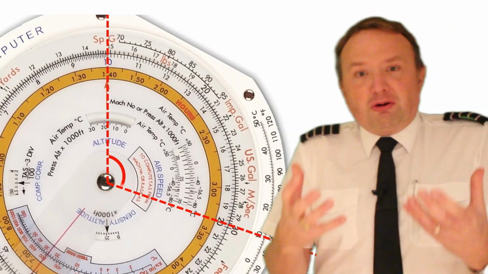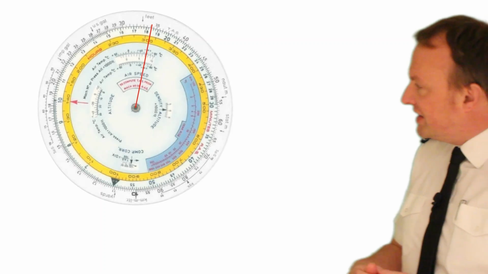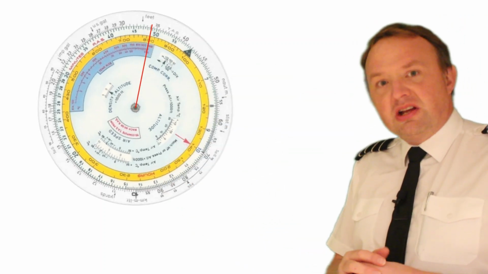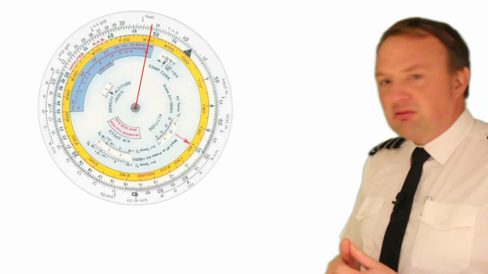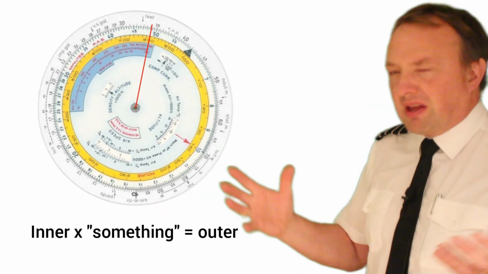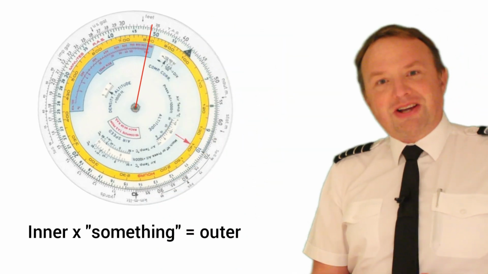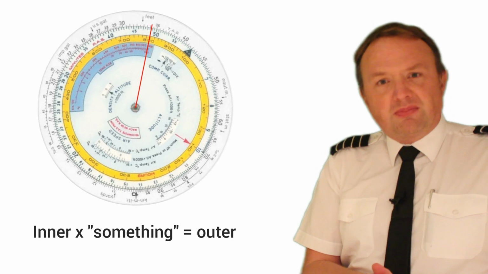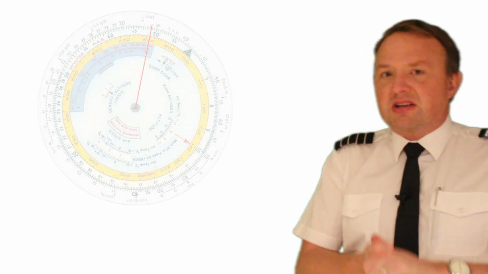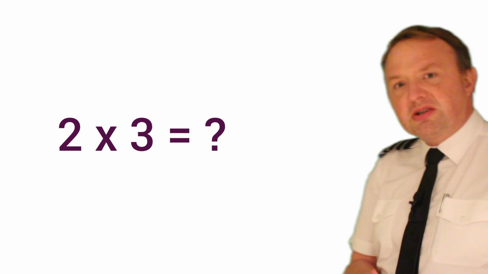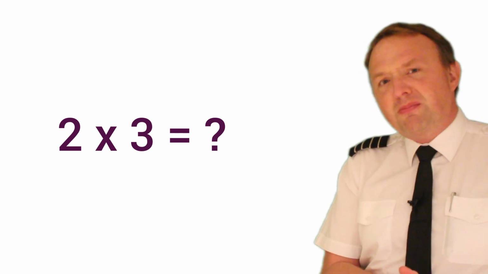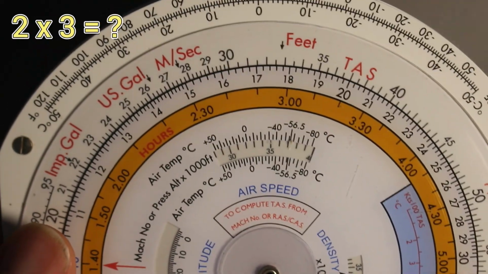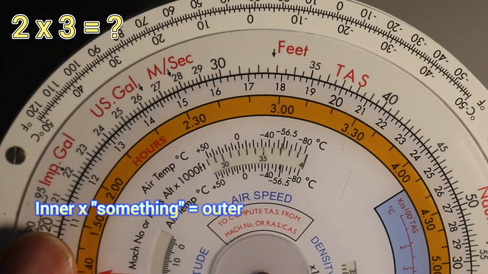Therefore, the essential operating principle of using this thing is that we're going to line up the inner and outer dials such that the inner dial multiplied by something equals the number on the outer dial. We can do this with some basic multiplication. Let's have a go at a sum that I dare say most of you can probably do in your heads anyway, but 2 times 3. It's just going to make the point. So, basic multiplication. Inner times something equals outer.